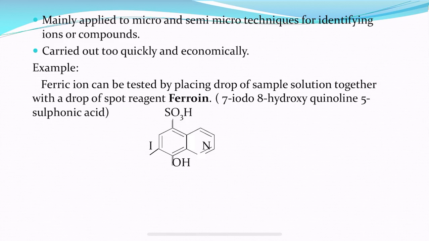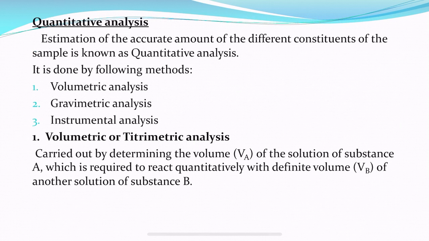Okay, the sample solution that I have prepared will be colorless, and the reagent that I am using, that is ferroin, will be a pink color or a pale red color. And if I observe the formation of green color, then it confirms the presence of ferric ion. Okay, so this is how we are going to do the spot test. So these are the three types of different tests that we are going to do in qualitative analysis.